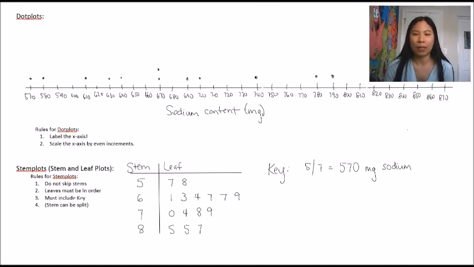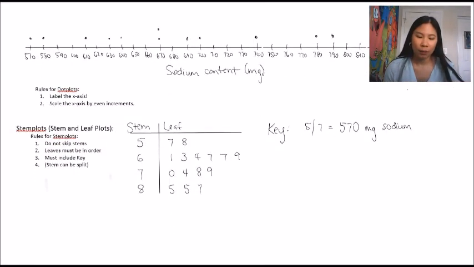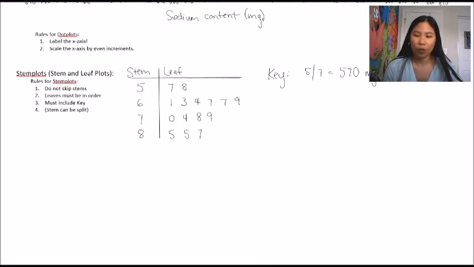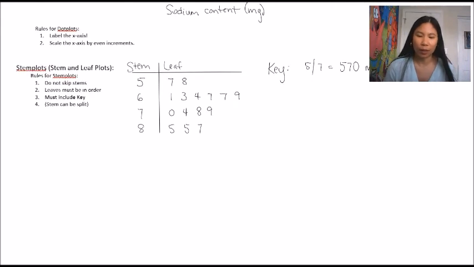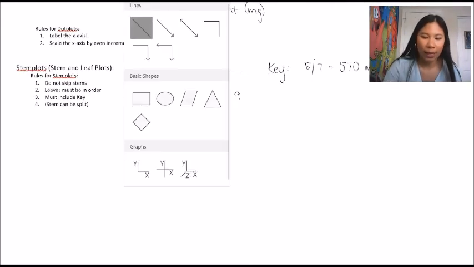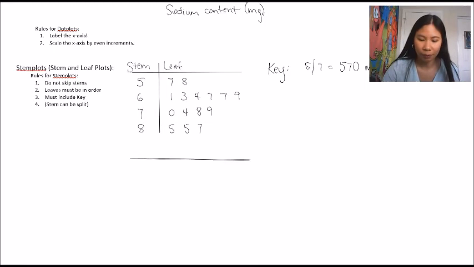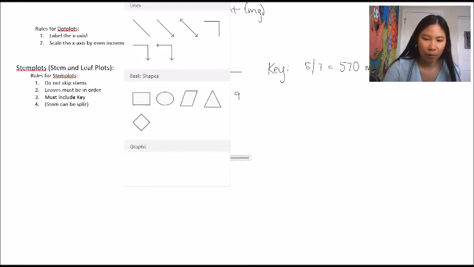So what I mean by that is you can actually split your stem, and this works better for larger data sets, where you can basically repeat stems. So I'm going to make another stem plot here that actually has split stems. So let me set up.